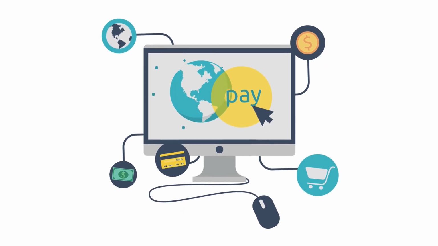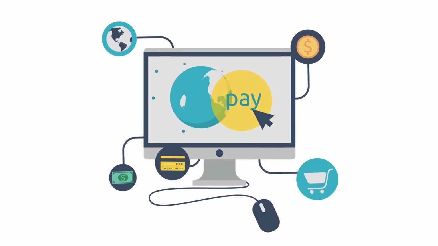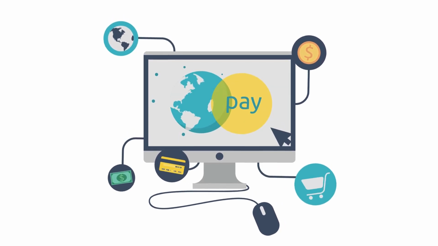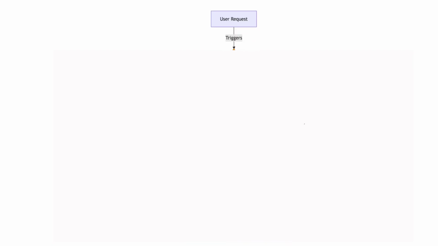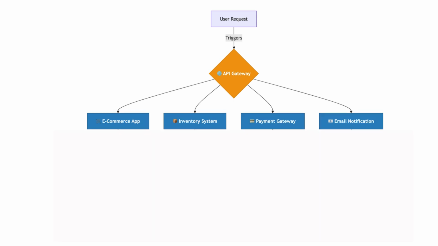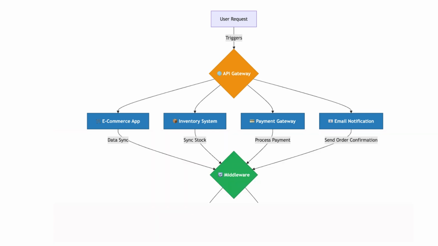Now let's visualize this using an e-commerce application as an example. When a user request goes to an API gateway, the corresponding services are called, like the e-commerce app, inventory system, payment gateway, and email notification, based on what the user is doing. They all interact with each other using a middleware. And the middleware also has access to the database and banking APIs for processing payments.